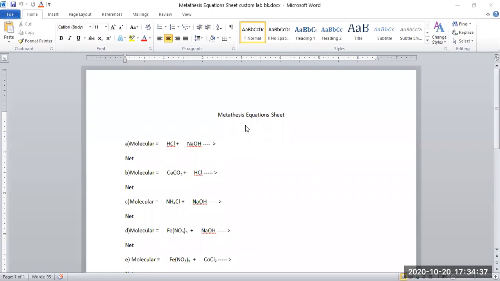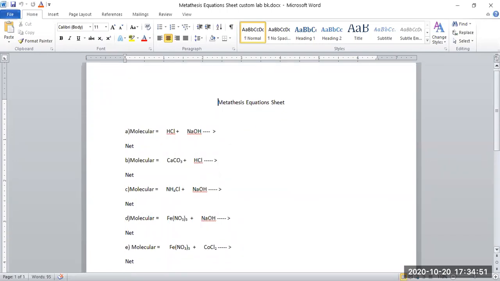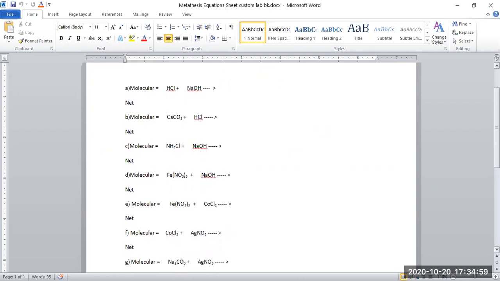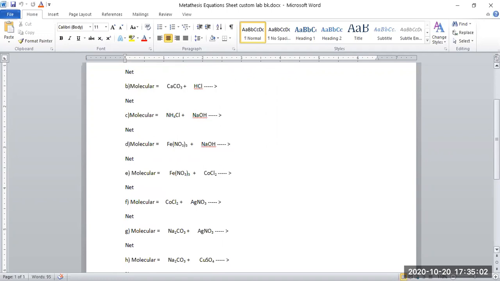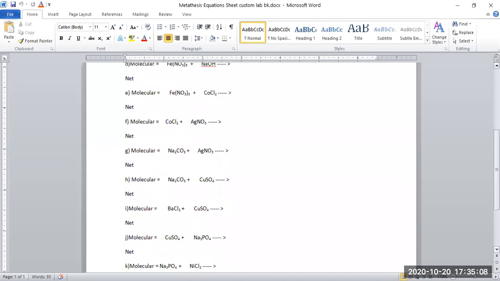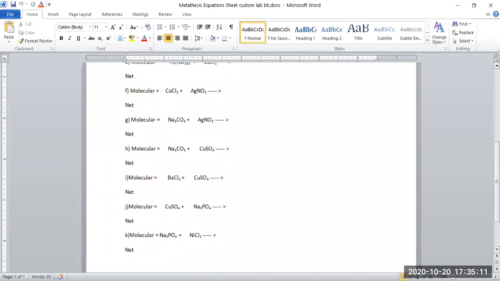All right, so this is the equation sheet because there are 11 reactions, which on your metathesis lab are labeled A through K. So if you look through, as I page down, it starts with the acid-base reaction of hydrochloric acid and sodium hydroxide. B and C are gas-generating reactions. And then from D all the way down through K are all of the precipitation style reactions.